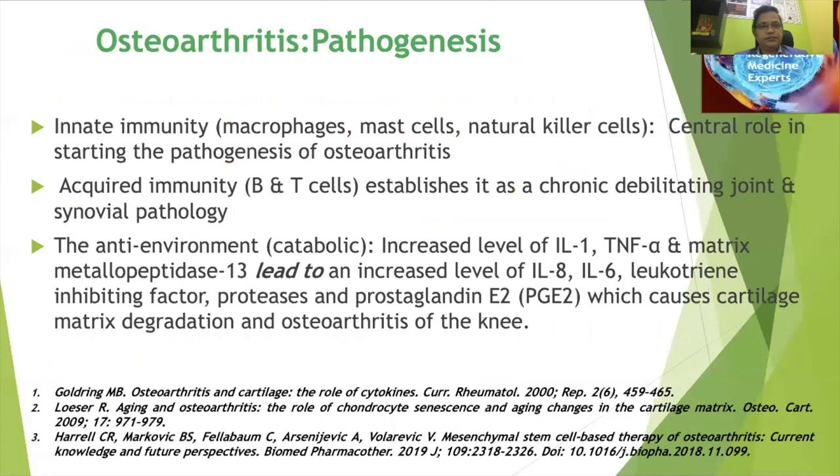If you see the basic pathology of osteoarthritis, there are three components which establish the problem. The initial or central role is played by innate immunity, which involves cells like macrophages, mast cells, and natural killer cells. Then comes the acquired immunity, which is B cells and T cells, which establish it as a chronic debilitating joint and synovial pathology. So basically, there is an imbalance of anabolic and catabolic environment in osteoarthritis. Catabolism is more, and it's mainly mediated by interleukin-1 and alpha tumor necrosis factor, contributed by metalloproteinases, which break down the cartilage matrix and lead to matrix degradation and osteoarthritis of the knee.